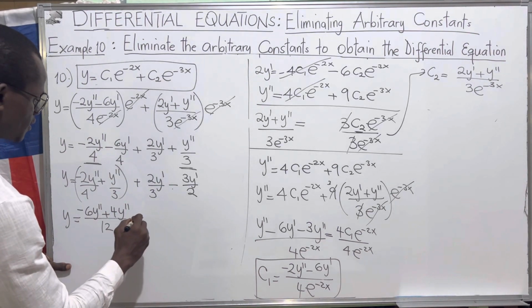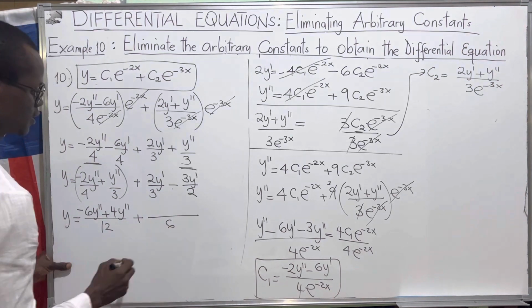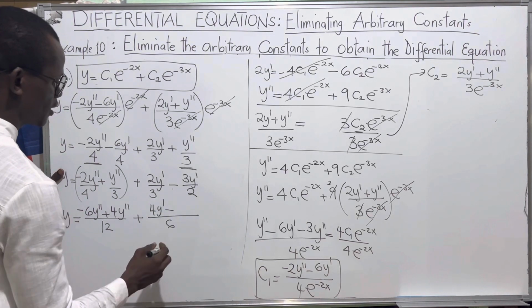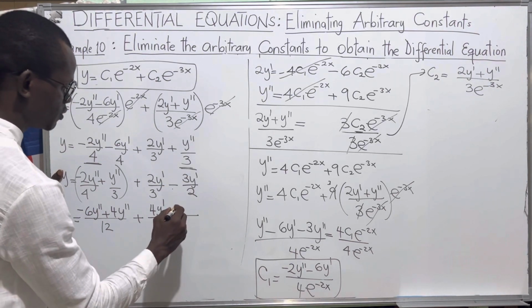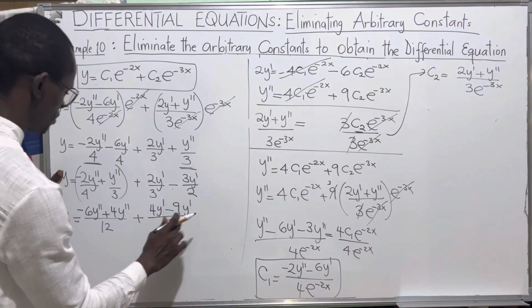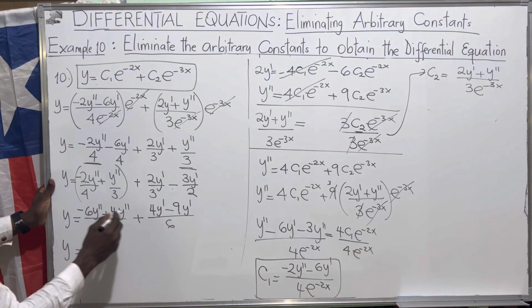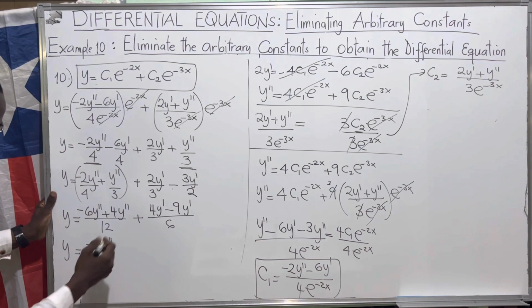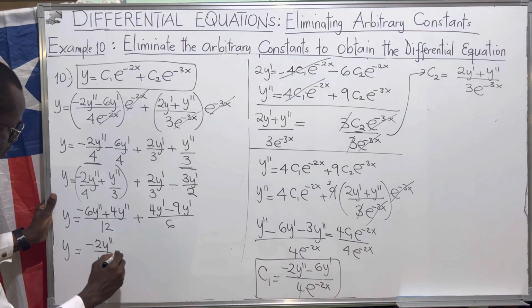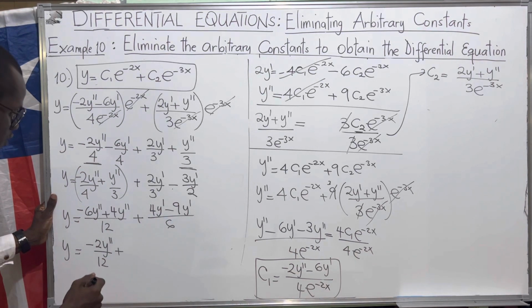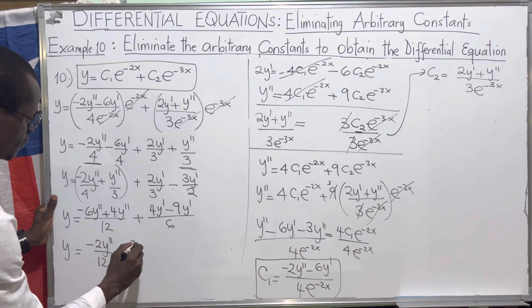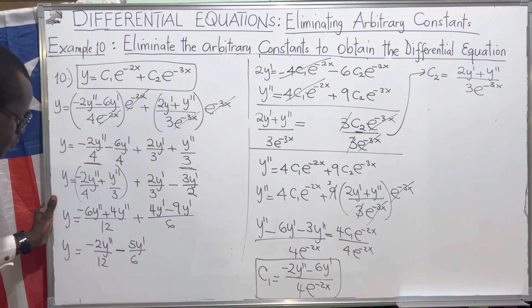And then I have plus, LCD again is 6. 3 into 6 2 times 2 is 4 y prime. 2 into 6 3 times 3 is 9 y prime. So I can simplify the numerator. So this will give me negative 2 y prime because the signs are different, I subtract, all over 12, plus the signs are different, I subtract 4 from 9. I'm left with negative 5 y prime all over 6.